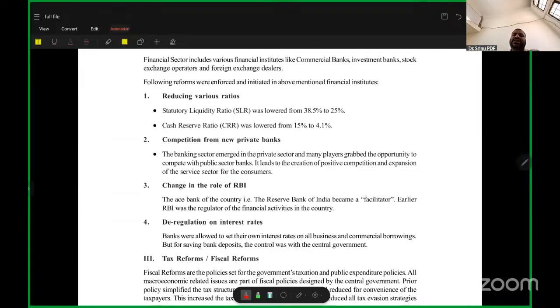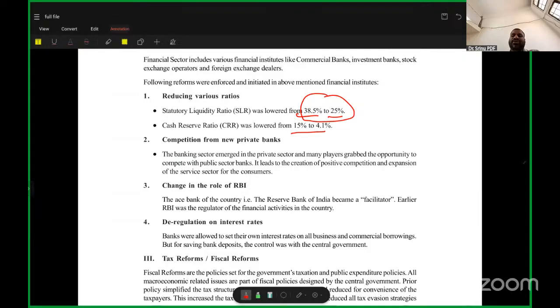Previously, there was a 38% Statutory Liquidity Ratio. Every bank must maintain an SLR. Now they can reduce it up to 25%, so between these two they can maintain. And the Cash Reserve Ratio went from 15% to 4%. So the maximum money is not blocked, and they can allow banks to spend more money.